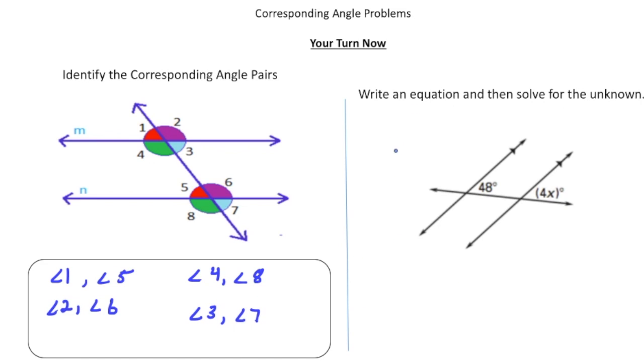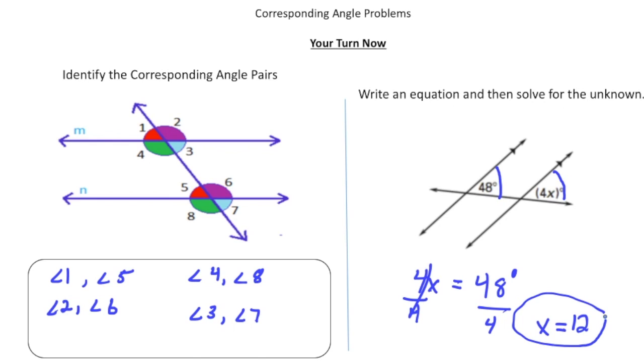Now over here we have a problem where, again, we have two parallel lines and then a transversal. So we know that this angle, 48 degrees, is going to be the same as 4 times x. So our equation is going to be 4x equals 48 degrees. Divide both sides by 4, and when we do this, we get x equals 12. And there's our solution. All right, how'd you do?